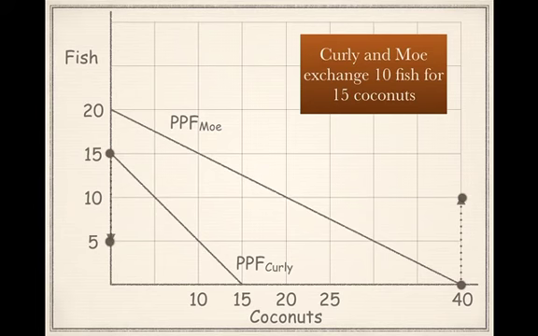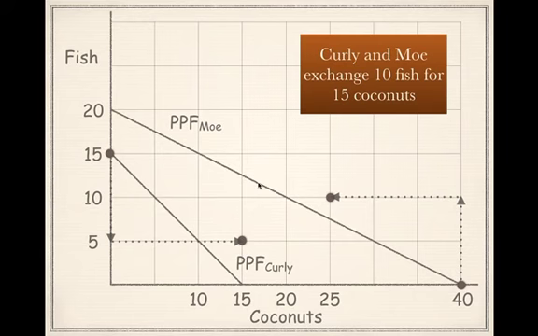So Curly gives 10 fish to Mo, so Curly only has 5 fish left now. And Mo receives those 10 fish, and he gives Curly 15 coconuts in exchange for them. What do we notice here? We notice that Curly is now consuming at a point that's outside of his production possibilities frontier. So Curly is made better off by specialization and trade under this scenario.